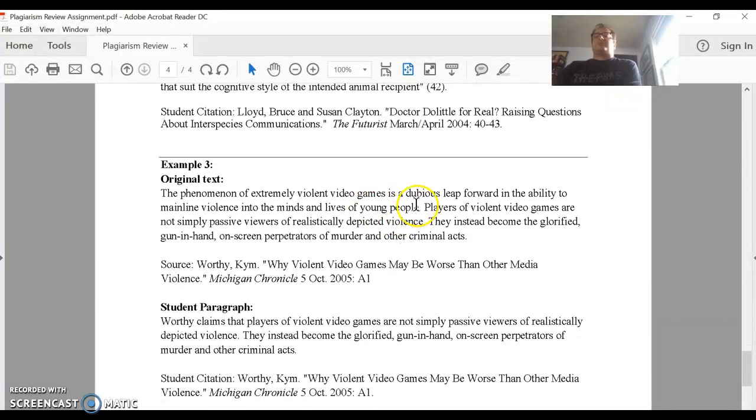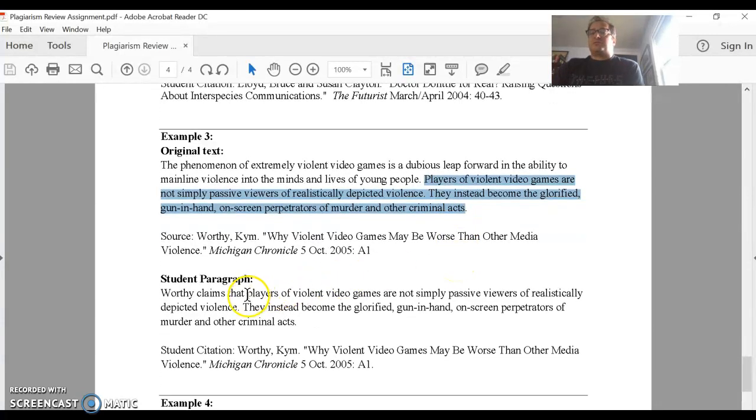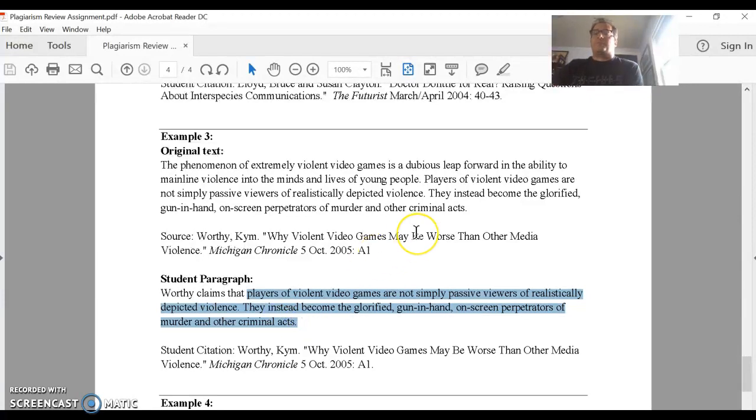Example 3 is much more straightforward. Everything from players through to the word acts was taken word for word, and that's non-attribution. The thing to remember about non-attribution is that it literally refers to when students take text word for word and do not put quotation marks around it. But note that the student did name the source, and even produced a citation for it. So the student was not trying to pretend like they were getting away with anything here. Clearly the student must have forgotten to put quotation marks around this, and so that's just a simple error.